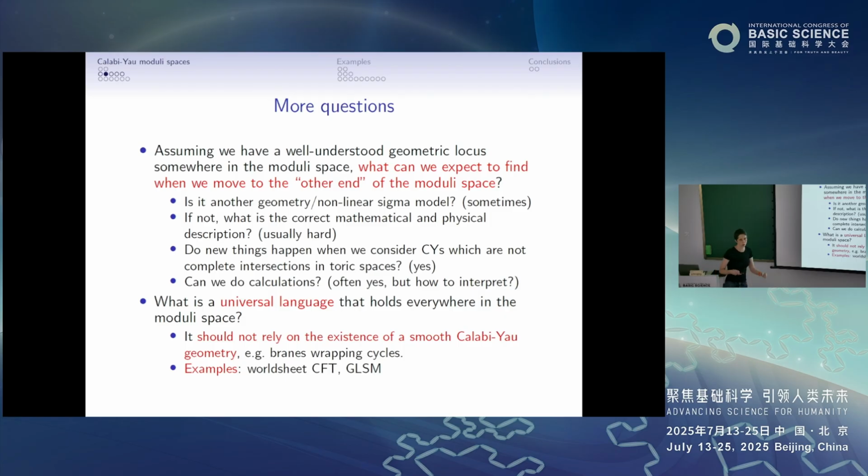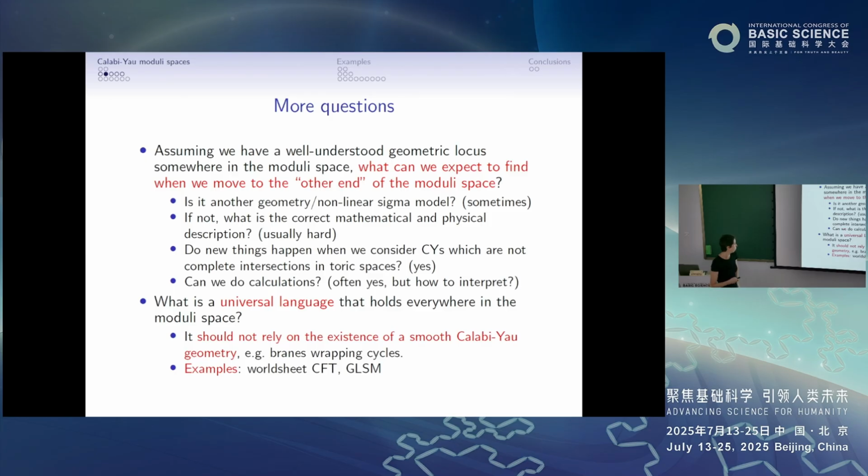So I will always assume in the talk that I have at some point in the moduli space a region that I understand very well, that satisfies all these bullet points of a Calabi-Yau compactification. So the question we then want to ask is, if I want to go to another asymptotic region in the moduli space, what can we expect to find? So for instance, is there another geometry or another nonlinear sigma model? And sometimes the answer is going to be yes, and I will have examples of that. Sometimes it's no, and then the question is, what is the correct mathematical and also physical description of these other regions in the moduli space? And this is usually a hard question, but sometimes we can answer it, and also there I will have some examples.